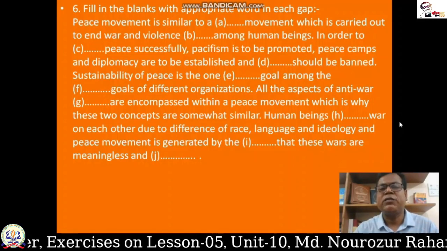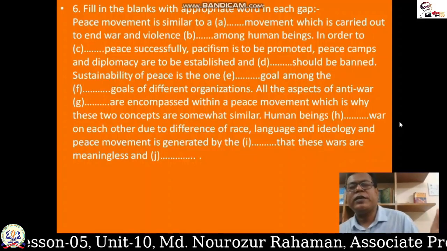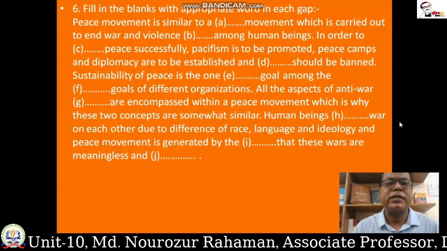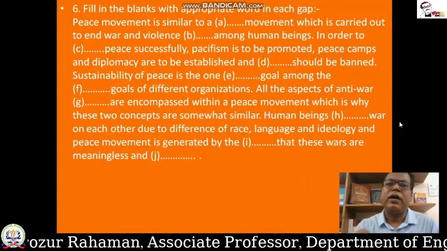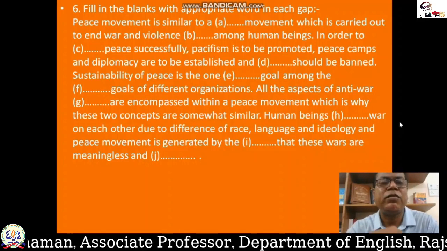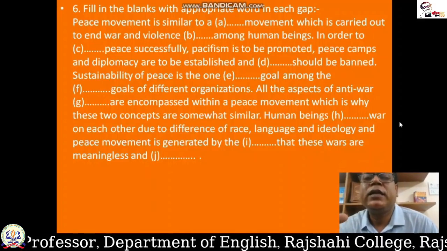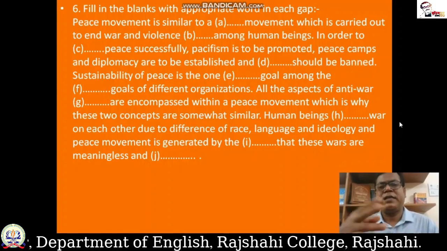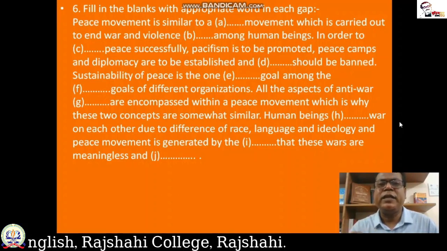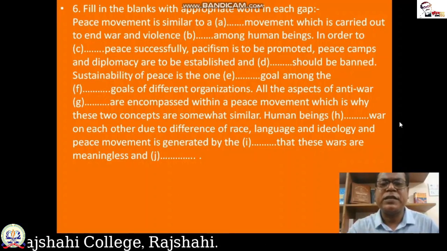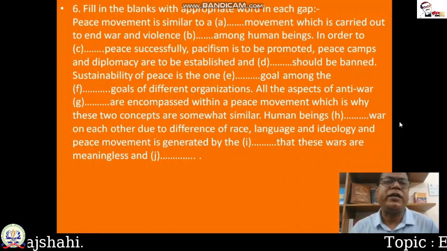After reading the passage or text, I know that you have read the passage. You have got a clear idea about the passage, the peace movement. So I hope that you'll be able to understand which words can be used in which gap. If you want to answer this item properly, you must read the passage very carefully. It means that you have to understand it. If you can't understand the meaning of the passage, you can't answer correctly or properly.